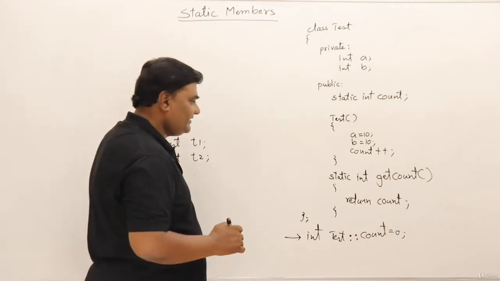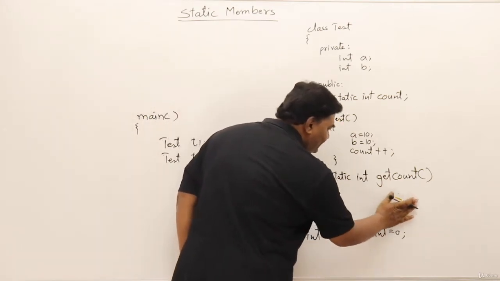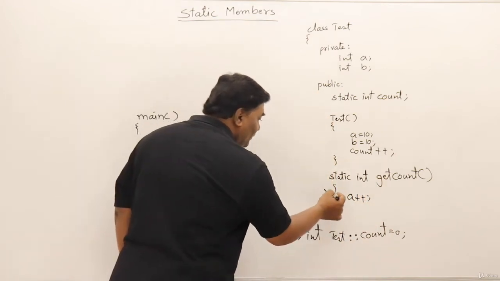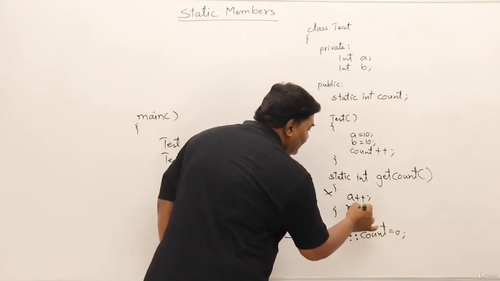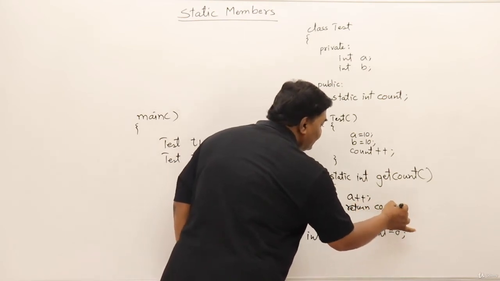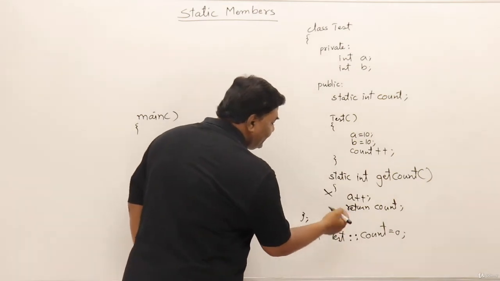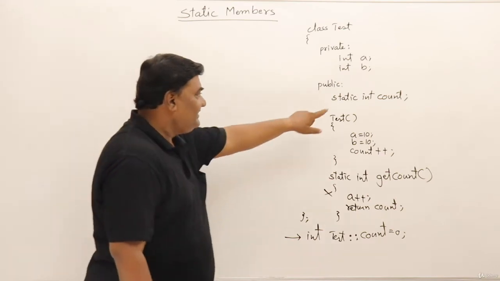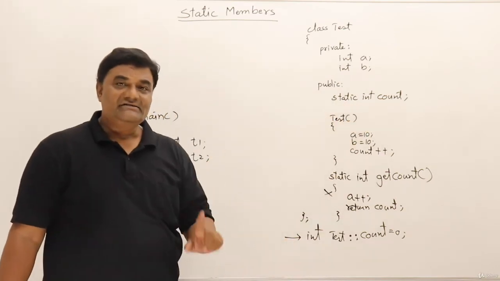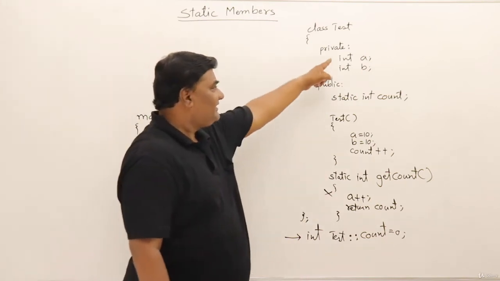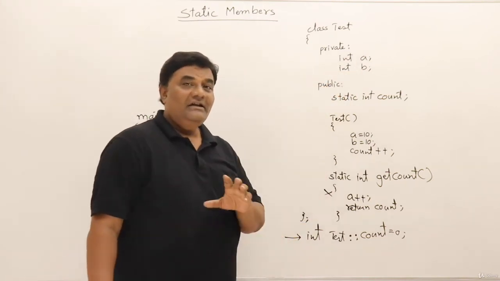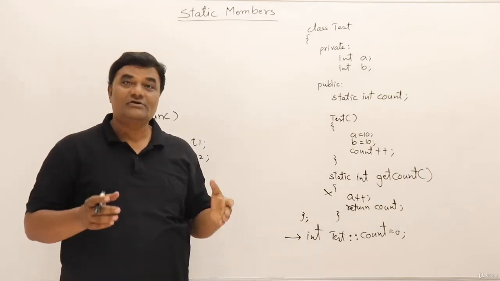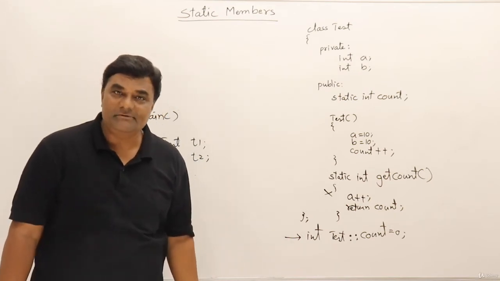Now let me show you something. Inside this function, instead of return count, can I say a plus plus? I want to increment the value of a. No, it's not allowed. But can I say count plus plus or return count? Yes, you can access count, but you cannot access a. So the important thing is static member functions can access only static data members of a class. They cannot access non-static data members. If I say this is static, then these are non-static. So static member functions can access only static data members of a class.